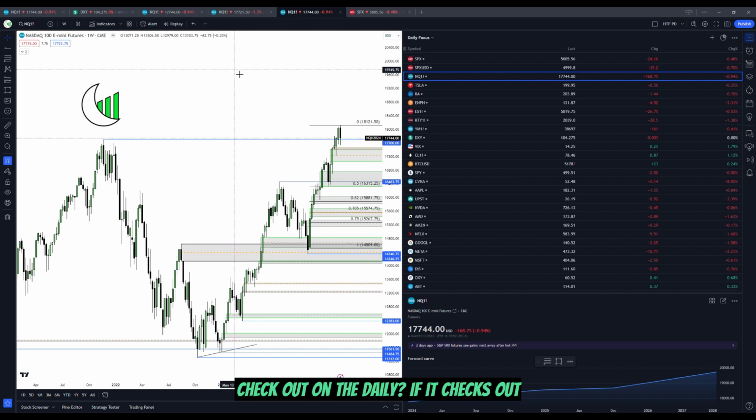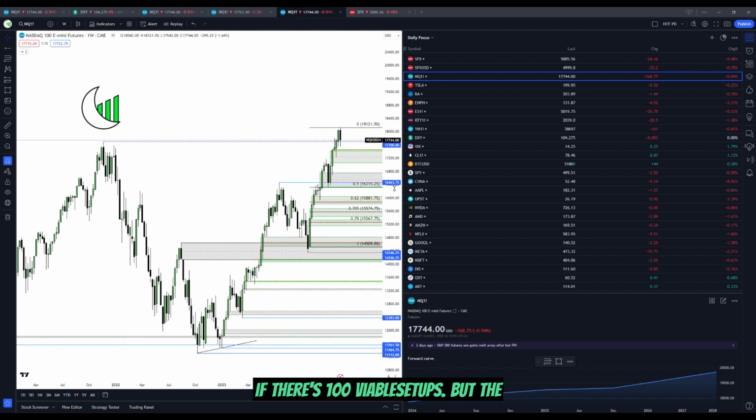Does it check out on the daily? If it checks out on the daily, great. Let's go down to the hourly time frame. Does it check out on the hourly time frame? And it might not be perfect at that minute, but the way that you can operate here is to actually just set alerts on your chart so that when price does come into, for me, it would be a discount of a specific range when I know that the hourly or the weekly draw on liquidity is higher. Then to me, that would be my setup. And I can just wait, and I can set alerts for 100 of these if there's 100 viable setups.